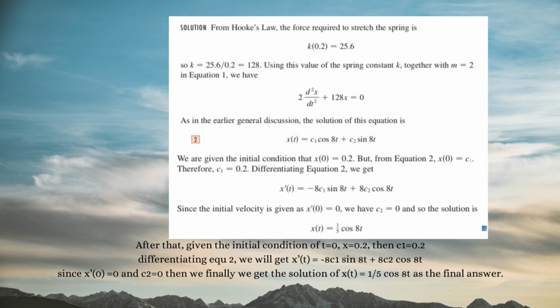Differentiating equation 2, we will get x'(t) equal to negative omega C1 sin omega t plus omega C2 cos omega t. Since t equal to 0, x' equal to 0, and C2 equal to 0, then we will finally get the solution x(t) equal to 1/5 cos omega t as the final answer.